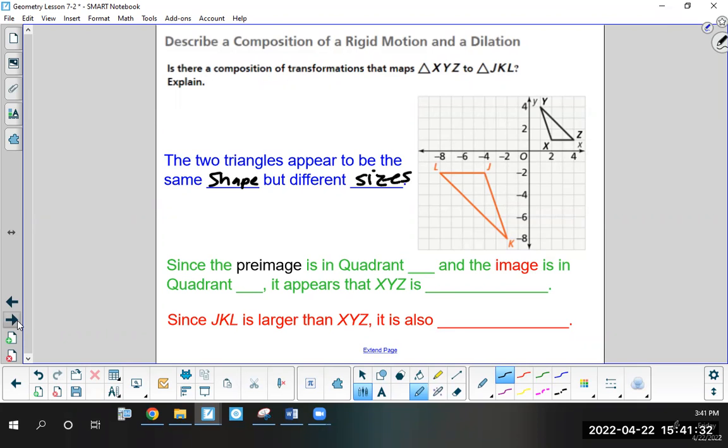Since the pre-image, which is the one in black, is in quadrant 1, and the image, which is in red, is in quadrant 3, what type of transformation do you think happened? Yeah, it was a rotation. That's the only way we can really get it from one to another. It looks like it was rotated counterclockwise. And how many degrees does it appear to be turned? It looks like it would be 2 turns if we're using patty paper. So that's 180 degrees.